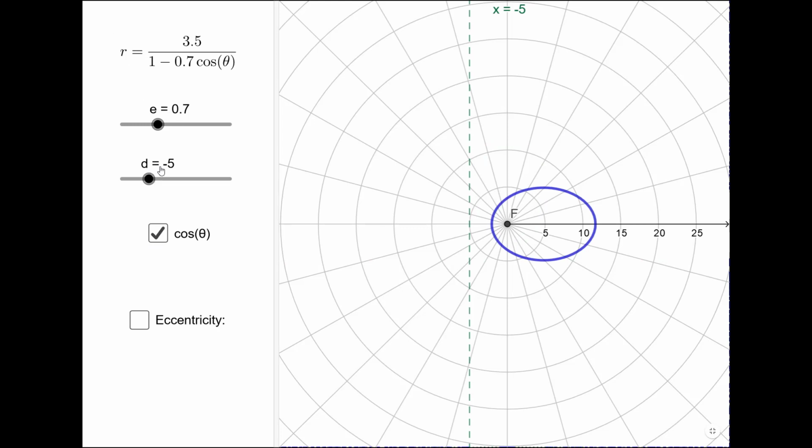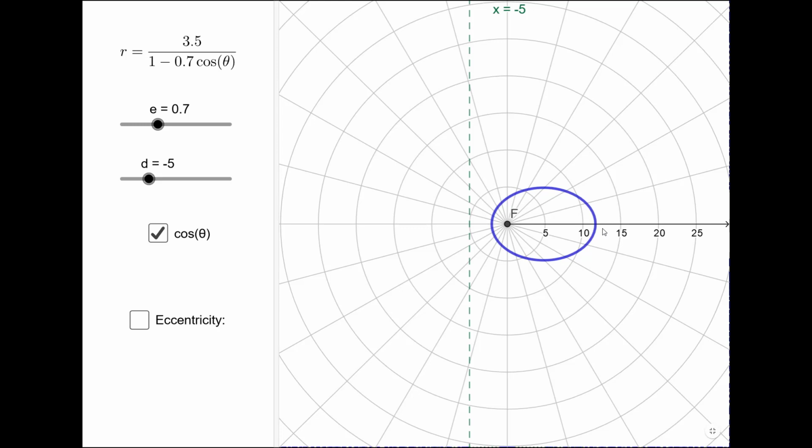And again, if we flip this to cosine, it does everything horizontally. So if the directrix is negative, that means we have a 1 minus 0.7 cosine of theta, which means the graph stretches to the right. Okay, so that's just kind of a quick summary of the different graphs. And we'll kind of list these out as we keep going forward.